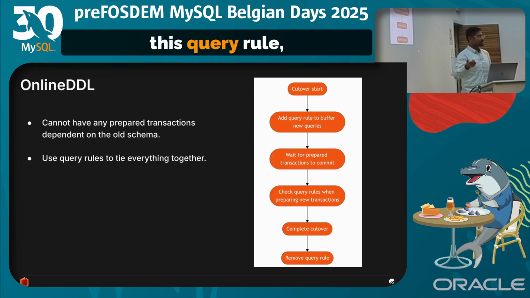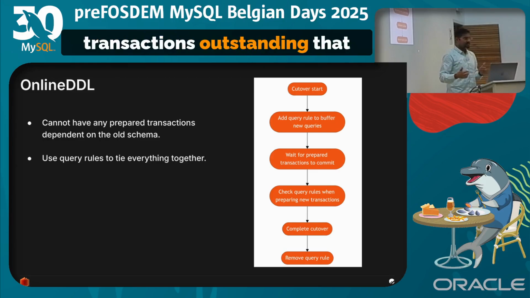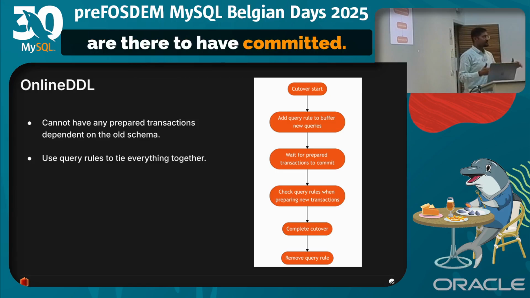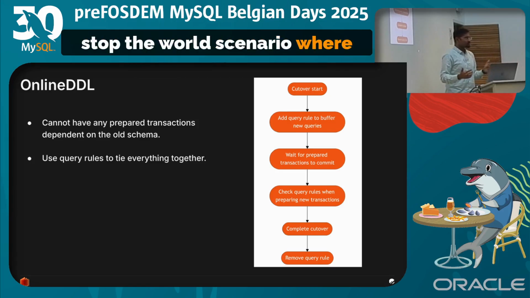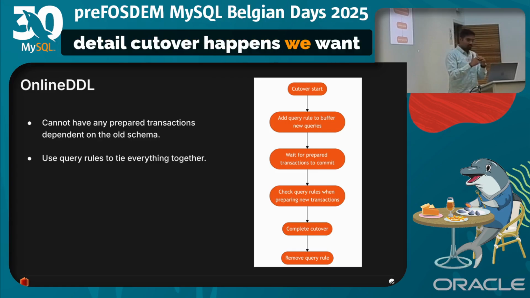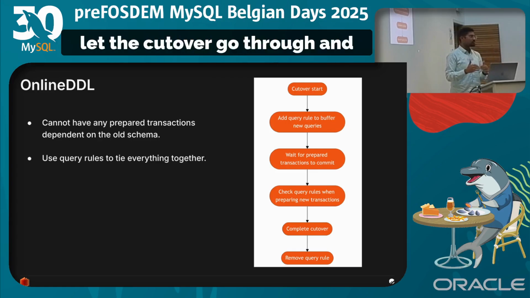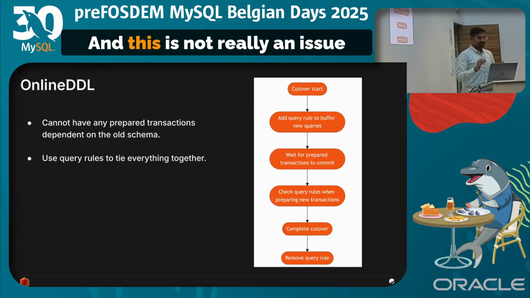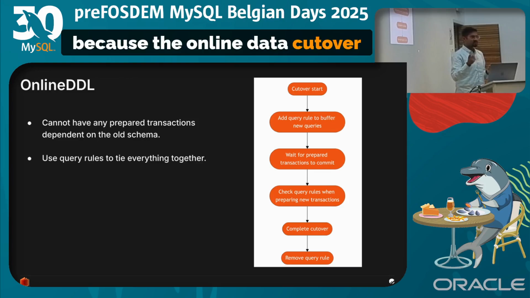And then once we've added this query rule, we wait for all outstanding prepared transactions to have committed. So essentially, this is a stop-the-world scenario where, when the online DDL cutover happens, we want to stop all atomic transactions, let the cutover go through, and then re-enable them again. And this is not really an issue because the online DDL cutover itself is super fast.